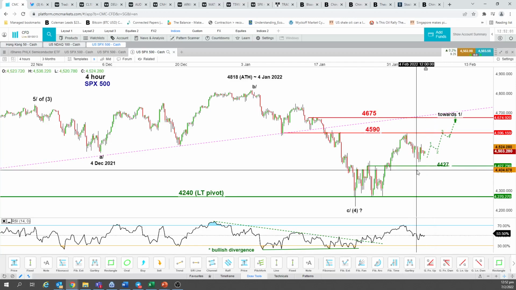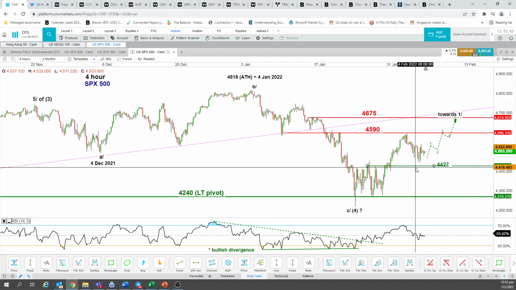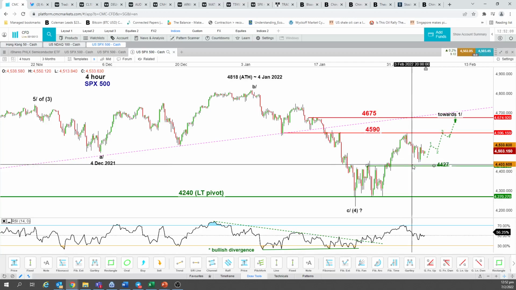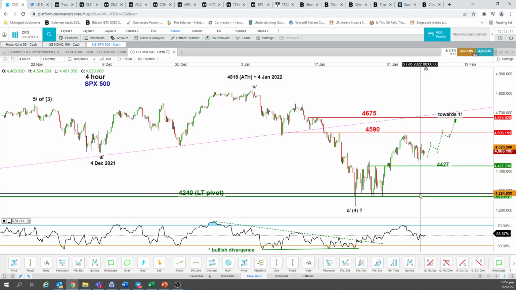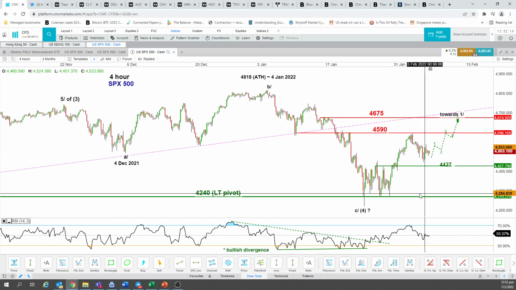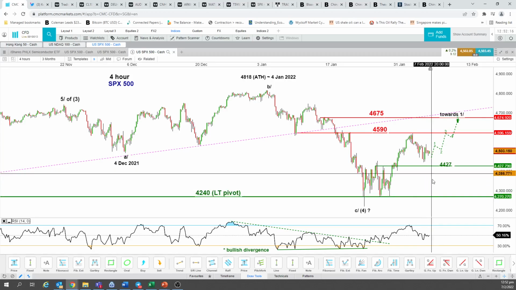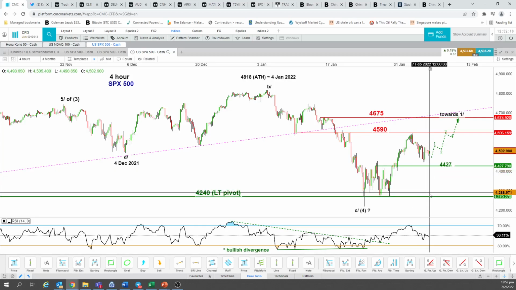So we do not want to set this week's key medium-term pivotal support too tight at 4427. In fact, I use 4427 as an intermediate support, but the key support for this week will be 4240, which is the long-term pivotal support. So as long as this 4240 holds, we could still be in a bullish mode over here.